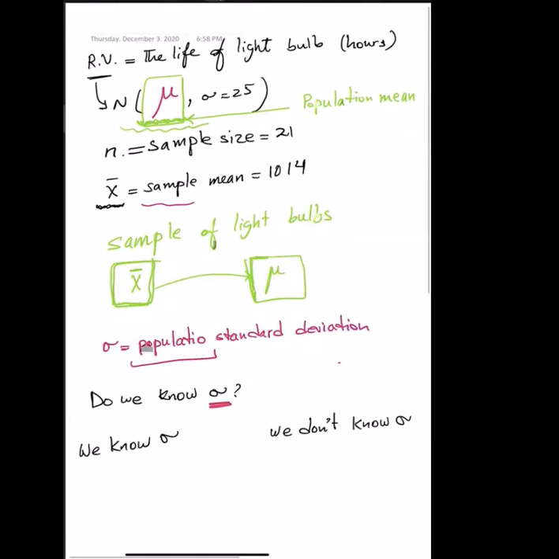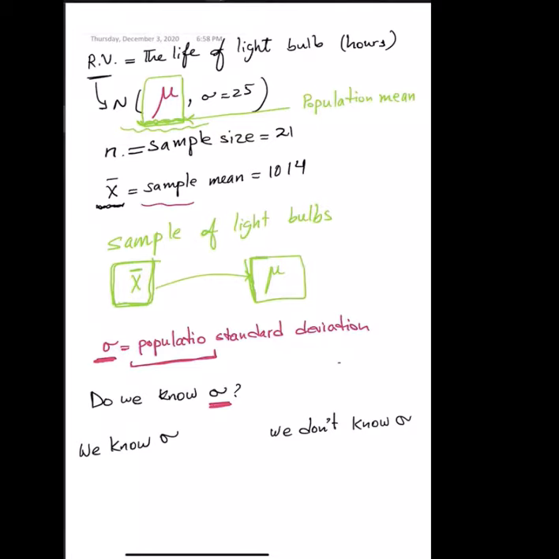Again, if I had somehow information of life of all the light bulbs on the planet, I could measure the standard deviation of these random variables, because as I said, every light bulb has a different life. So this is a random variable. If I had the possibility to look at the standard deviation of all these measures, that would be the population standard deviation.